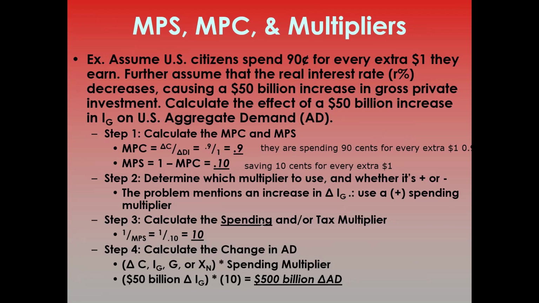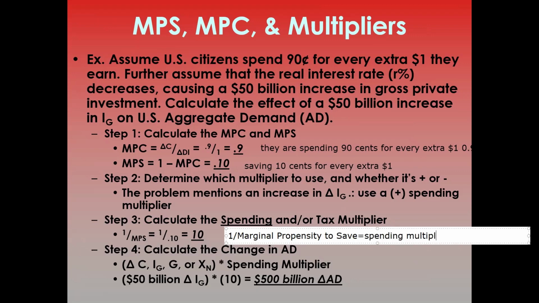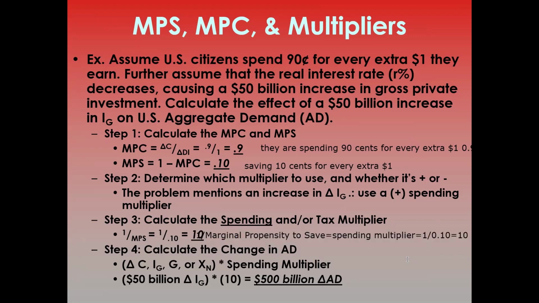And then for the spending multiplier, we would do 1 divided by the marginal propensity to save equals the spending multiplier. That would be 1 divided by 0.10, which is just 10. And then calculate the change in aggregate demand: $50 billion investment times the spending multiplier of 10. So $500 billion.